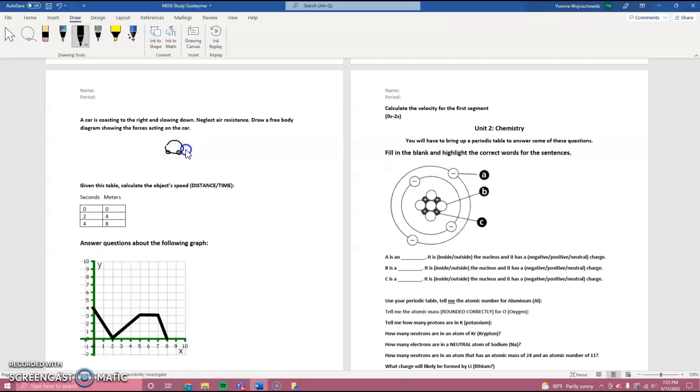Even though there is not an applied force, if it's going to the right, there's still that friction force working against it, going that way. So we have that friction force. We're neglecting air resistance, but obviously gravity is bringing the car down to Earth, and the Earth is pushing back up on the car with a normal force.